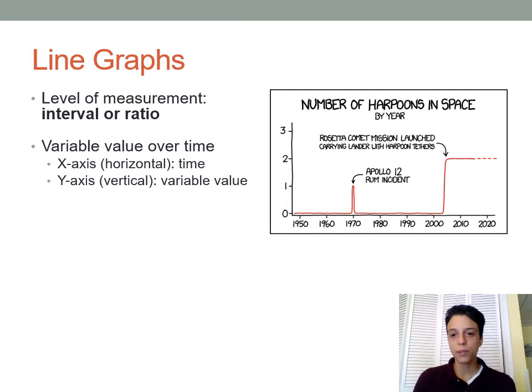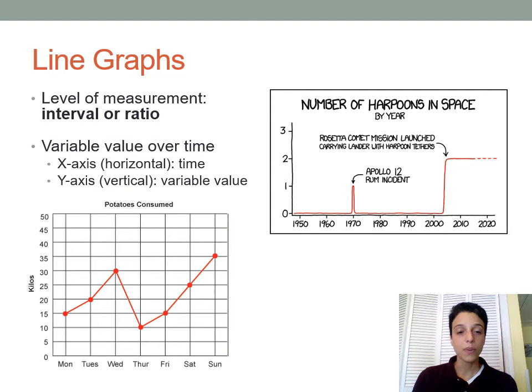And examples include this funny one, which is harpoons in space by year. So you see on the x-axis we have year, which is time progressing, and on the y-axis we have a variable value or count, which is number of harpoons in space. This graph is potatoes consumed per day of the week. I don't know what the context is, but hey, potatoes. So we have days as your time on the x-axis and kilograms of potatoes as your count or variable value on the y-axis.